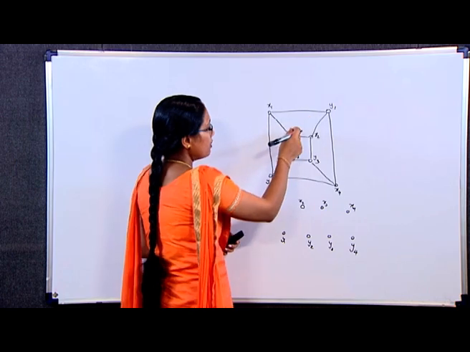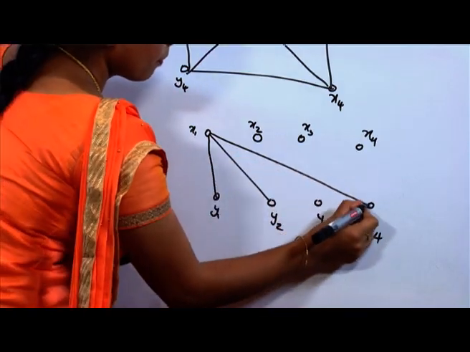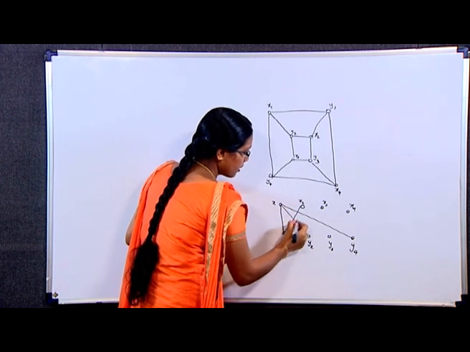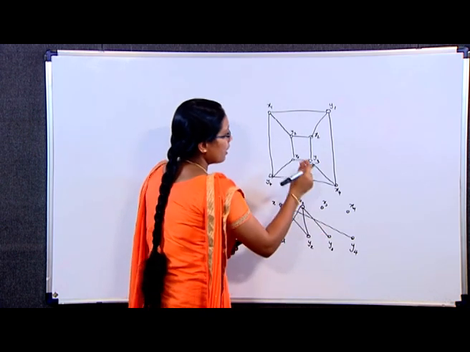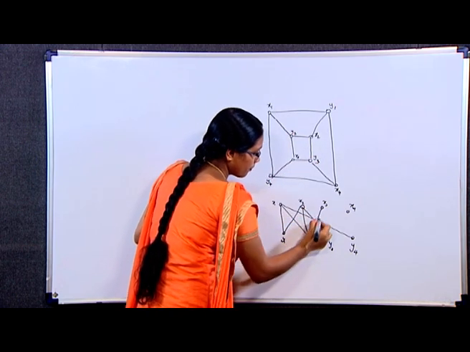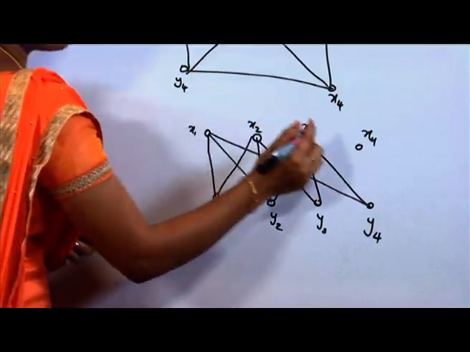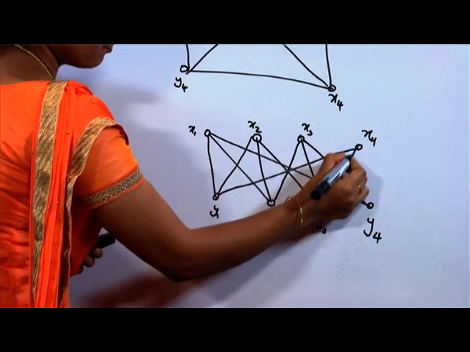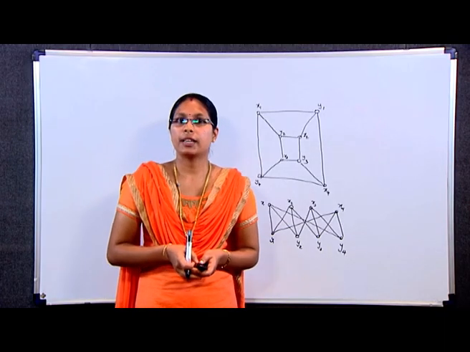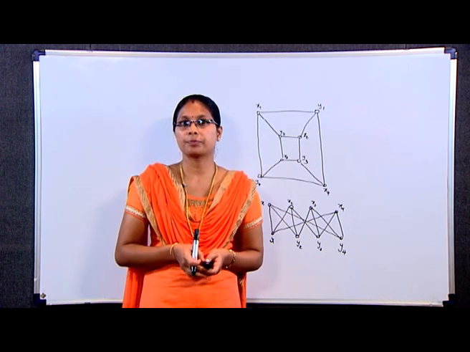x1 is adjacent to y1, y2 and y4. x2 is adjacent to y1, y2 and y3. x3 is adjacent to y2, y3 and y4. x4 is adjacent to y1, y3, y4. From the definition of a bipartite graph, we get that it does not contain loops, but may contain multiple edges.